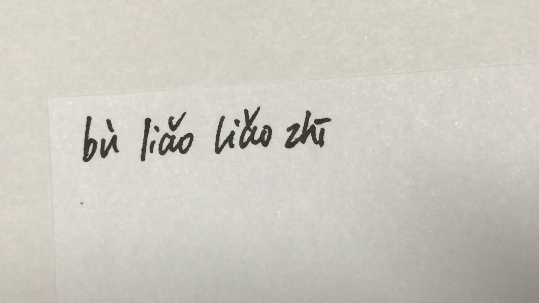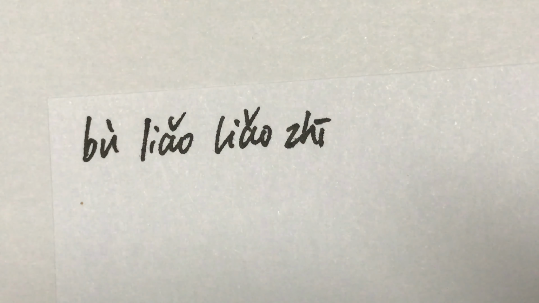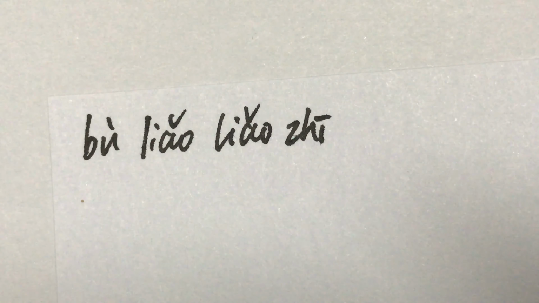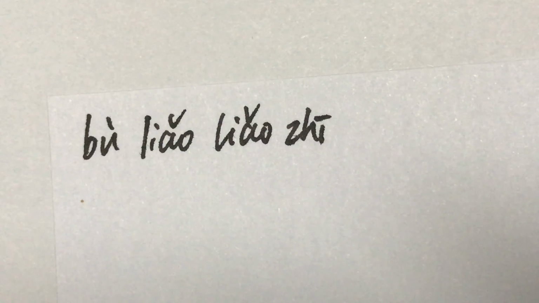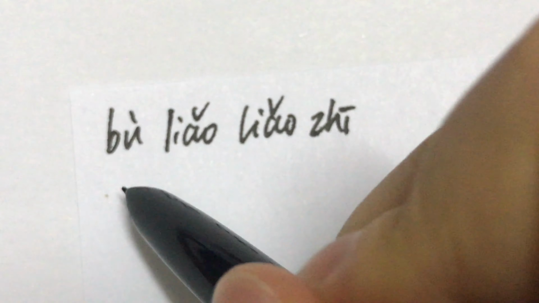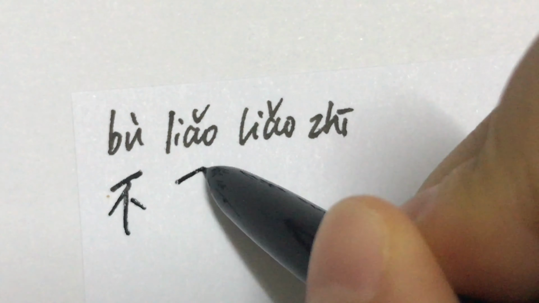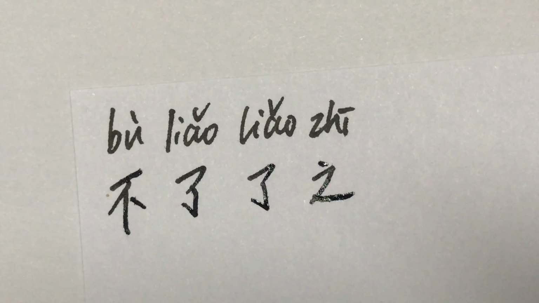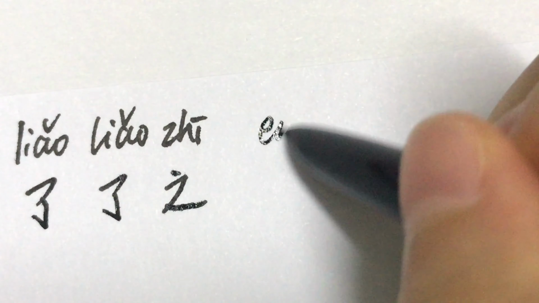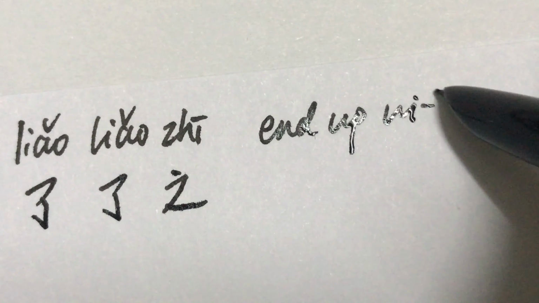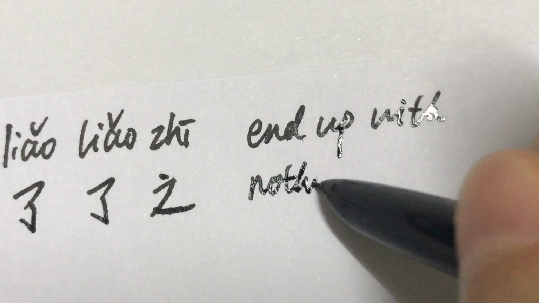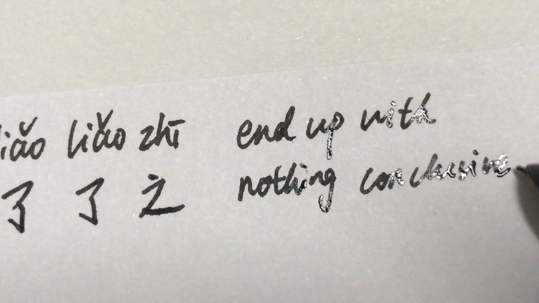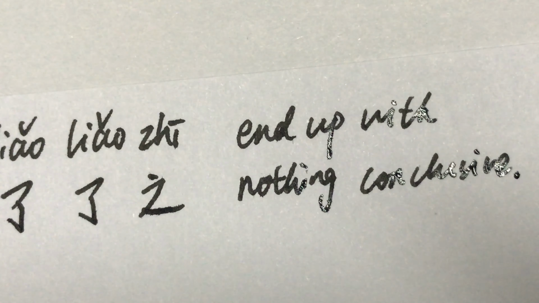In today's video, follow me to write the Chinese 4-character idiom 不了了之. It means end up with nothing conclusive. 不了了之, end up with nothing conclusive. End up with nothing conclusive.